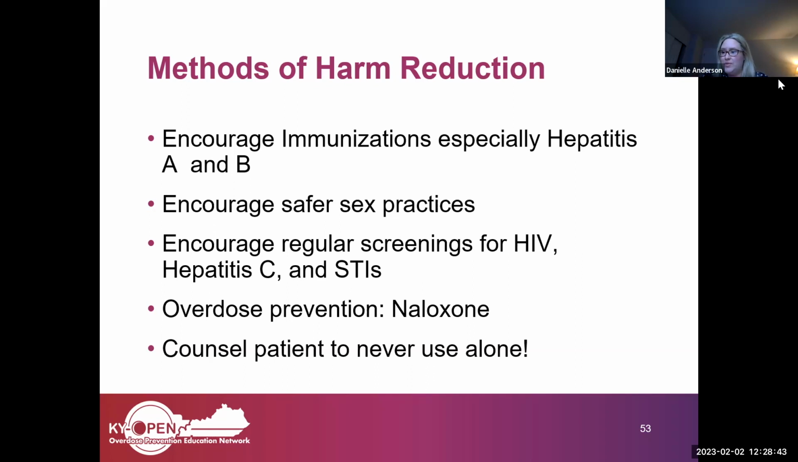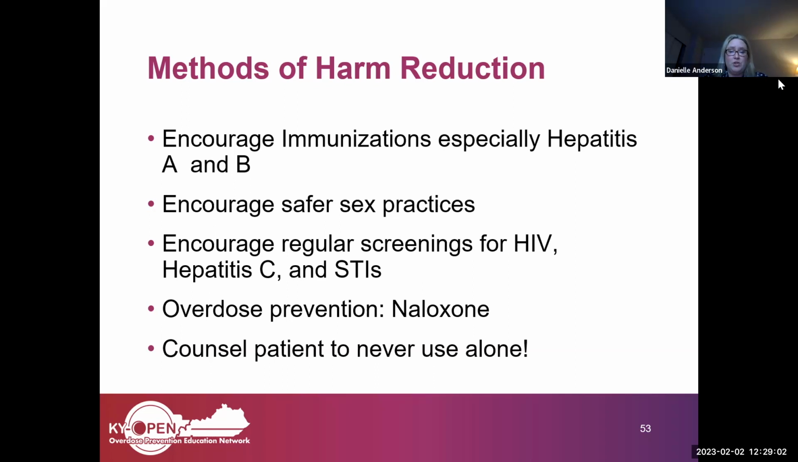For our patients with substance use disorders, we want to do regular screening for HIV, hepatitis C, and STIs. And this is an opportunity to discuss the transmission of these diseases and how patients can help prevent transmission.